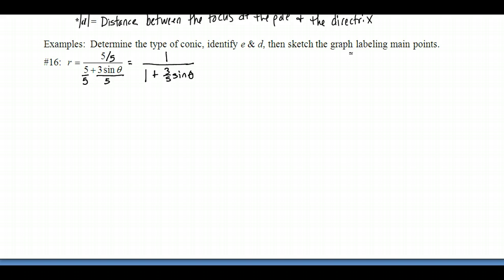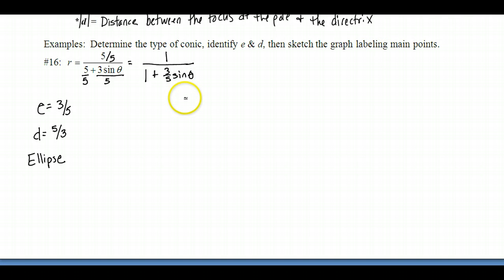This allows us to set up, and we know basically the type of conic that we have here, because remember, this position in front of our sine or cosine, that's e, our eccentricity. So we know that our eccentricity is 3/5, and we know in our numerator it's eccentricity times distance. If eccentricity is 3/5, our distance has to be 5/3, so that when we multiply them together, we have 1. Well, if eccentricity is 3/5, we also know that we have an ellipse. So we've determined our type of conic, we've identified eccentricity, we've identified our distance, and now we have to sketch our conic, labeling our main points.